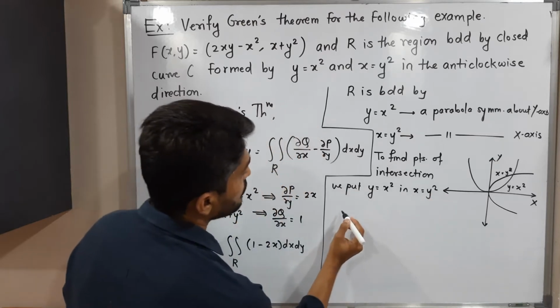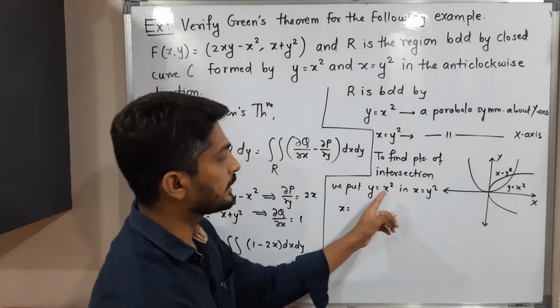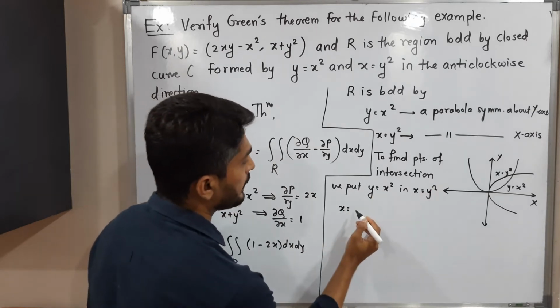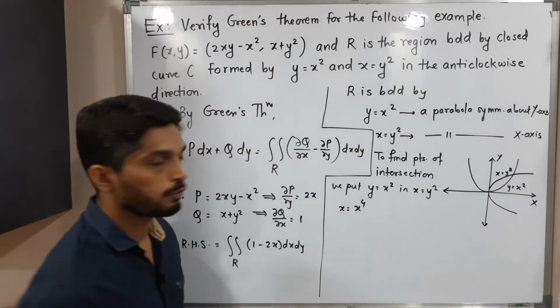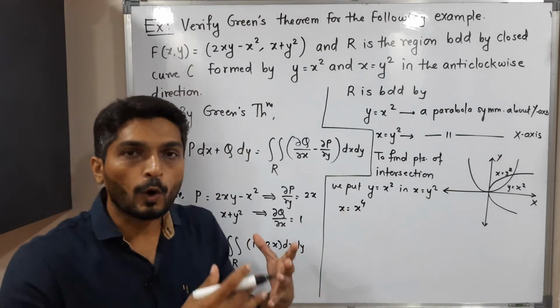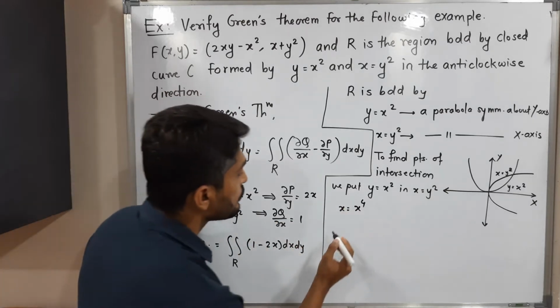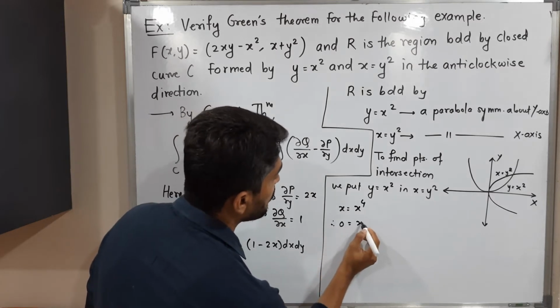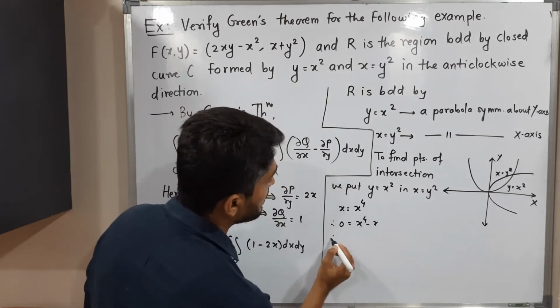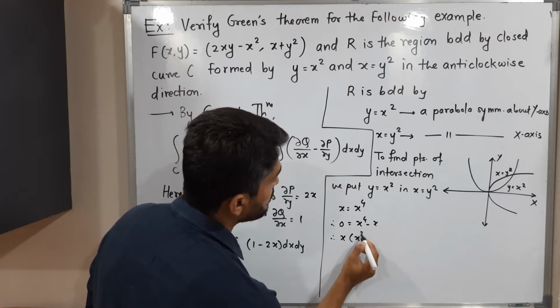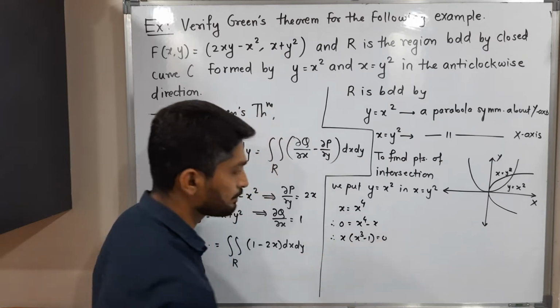Let us do that. So x is equal to, I am putting y is equal to x square, so x square square, that means you will have x raised to 4. Let us take all terms on one side. So therefore 0 is equal to x raised to 4 minus x. We can easily take x common, so x cube minus 1 is equal to 0.